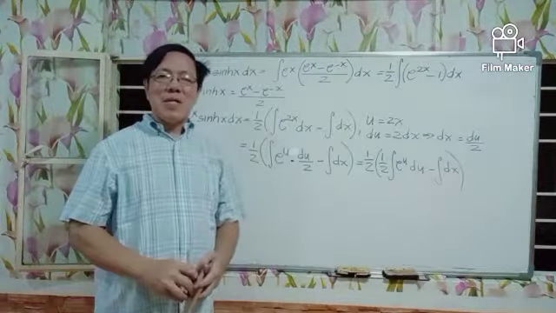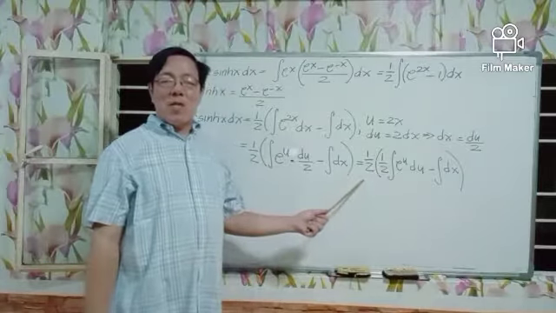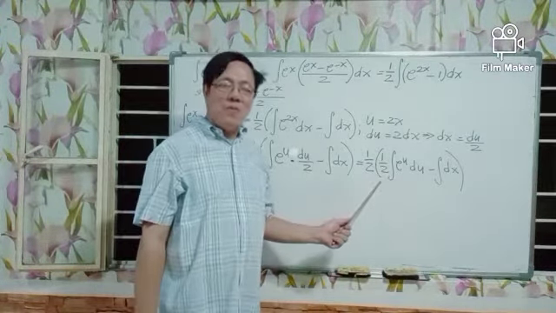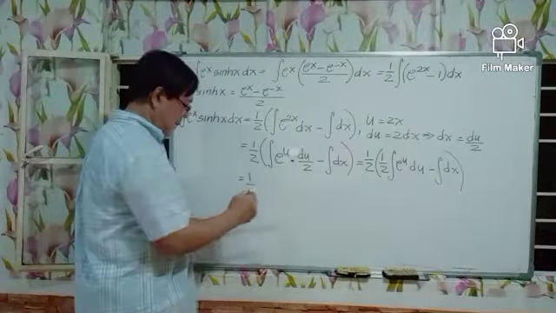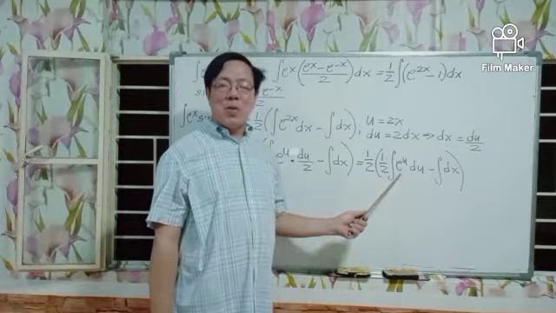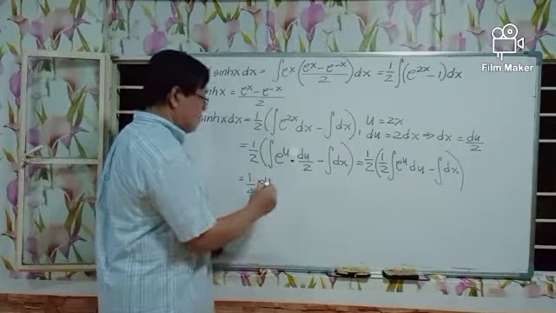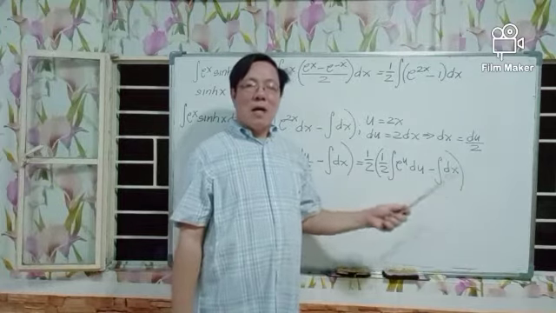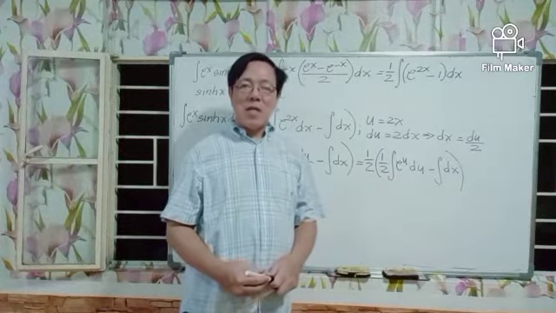Now we are ready to integrate each term, and we can also distribute now the 1/2. The first 1/2 multiplied by 1/2 is 1/4 times the integral of e to the u with respect to u is e to the u, minus the integral of dx is x. And since we have integrated both terms, we now add the constant of integration c.